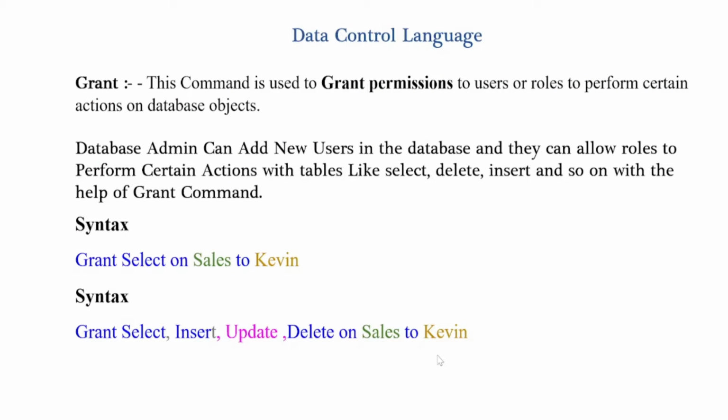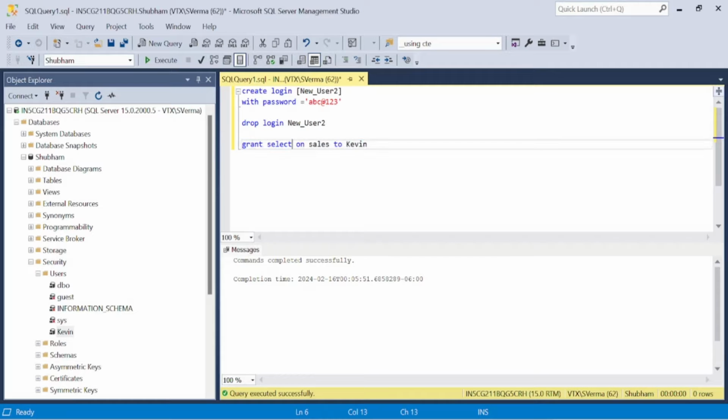So let's suppose you want to give more permission to Kevin, like insert, update, and delete. So just add these commands there. So after the select guys, I'll write insert, update, delete, and let's say one more command, which is alter.